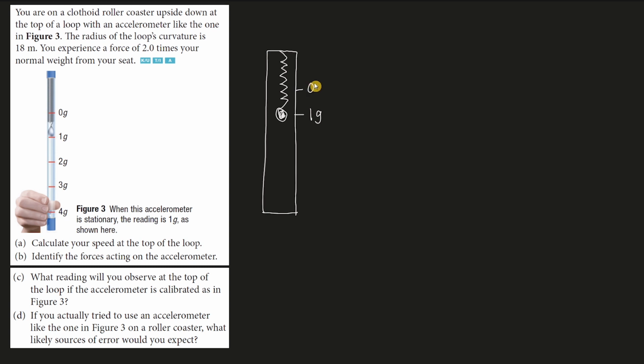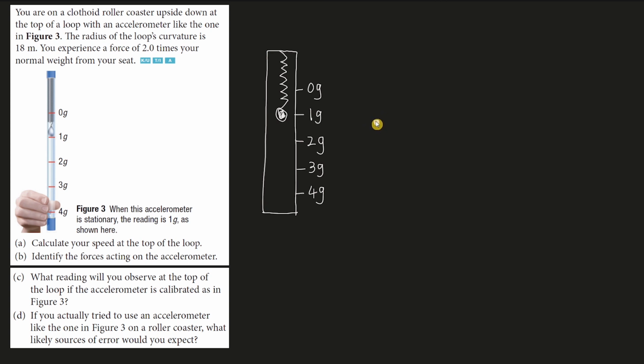Here is 0G. Here 2G. Here 3G. Here 4G. When the accelerometer is stationary, the FBD of the ball inside the accelerometer is like this.